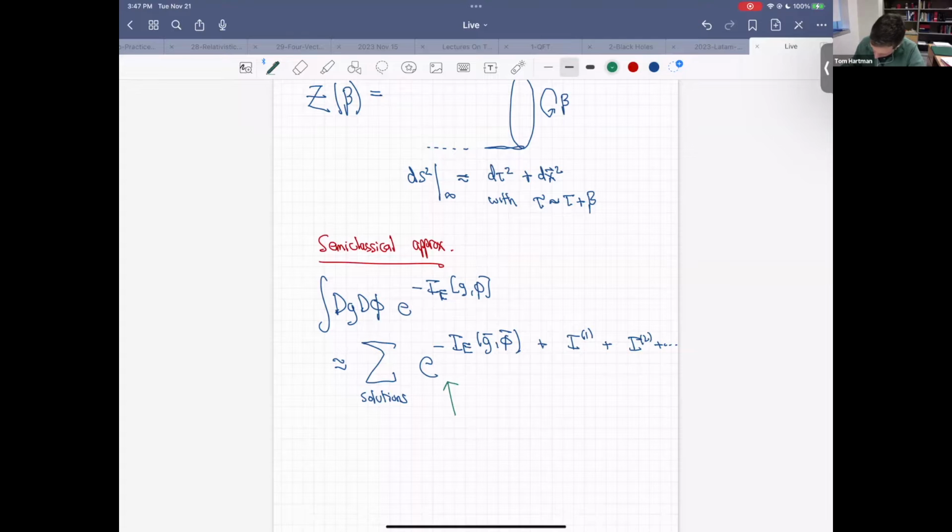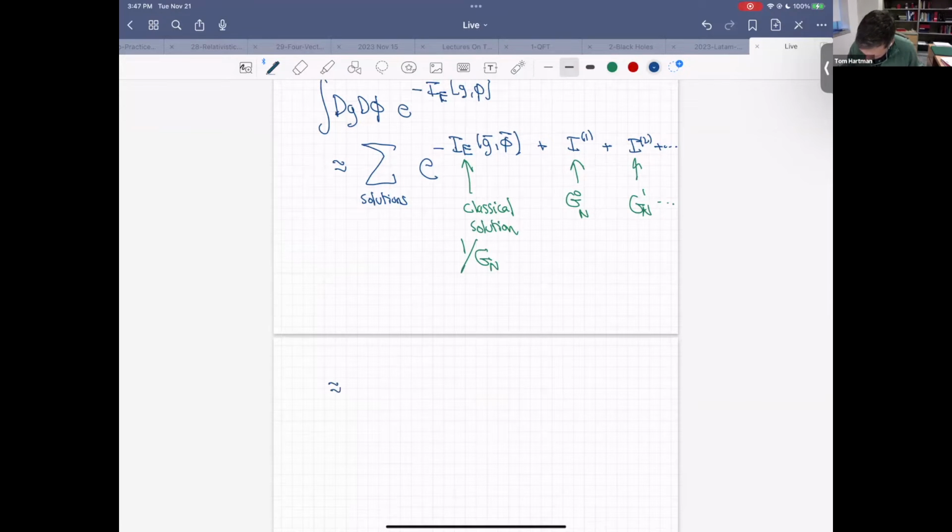This first term here is the classical solution. Well, it's the action evaluated on the classical solution, which is order 1 over G Newton. G Newton is Newton's constant. The other corrections are loop corrections, which come in at G Newton to the 0, G Newton to the 1, etc. So those are subleading corrections in the semi-classical approximation.